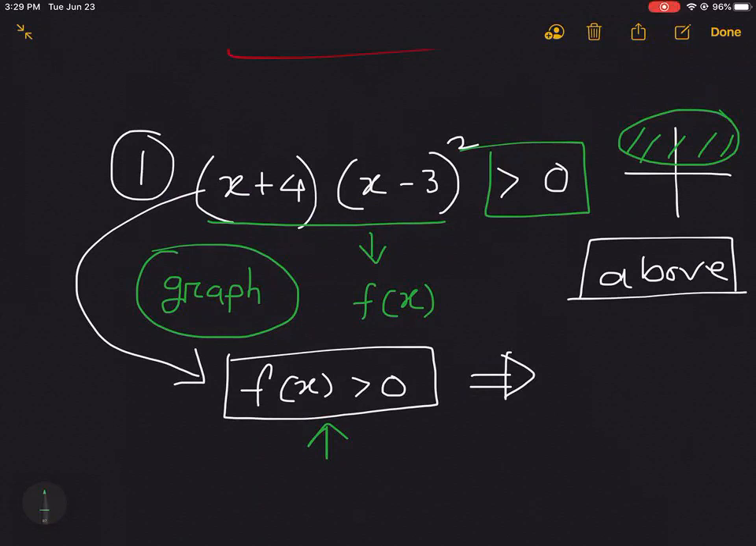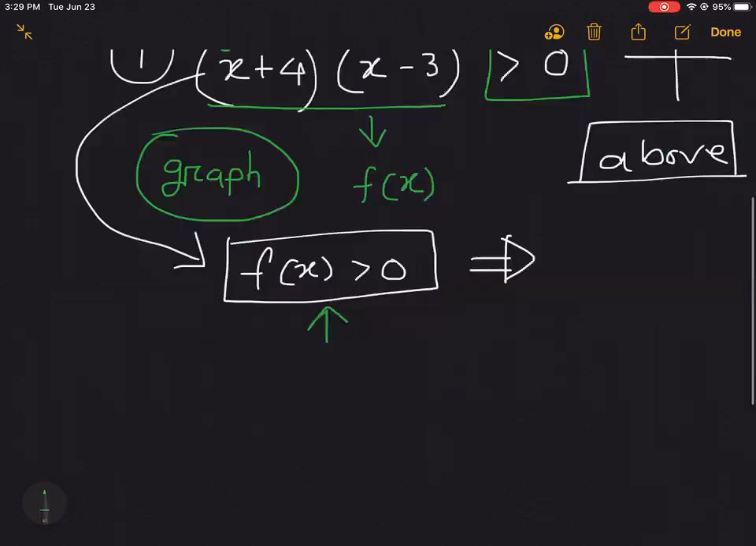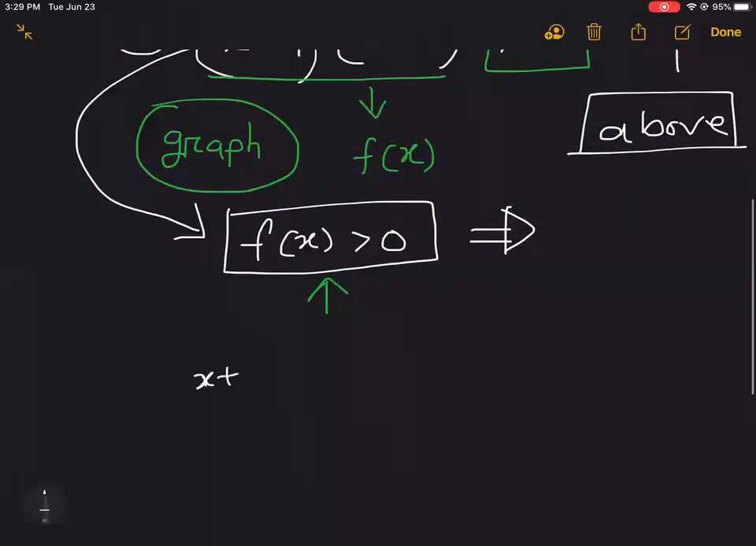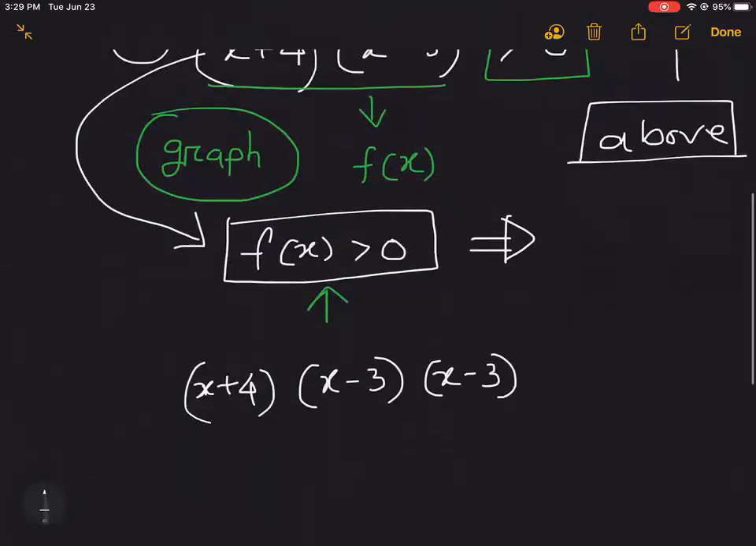above the x-axis. Anyway, as we are trying to solve it, that means we want to know the values of x for which this will be true, right? We want to solve it, and of course in terms of x, because we can see our variable is x, so we want to solve it for x. Okay, so first of all, if I rewrite my function, that's x plus 4 x minus 3 x minus 3, right? It's greater than 0.